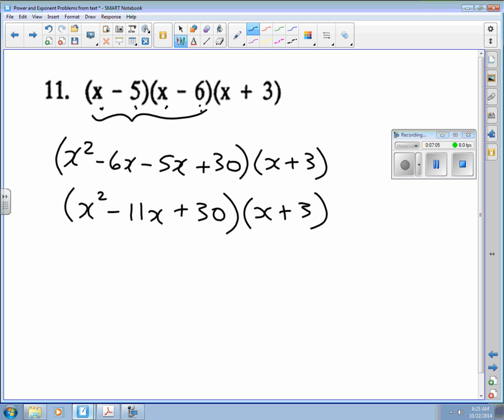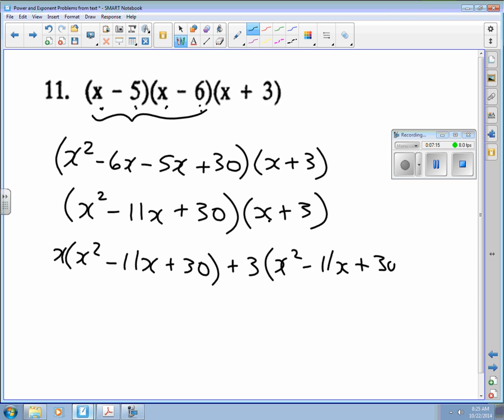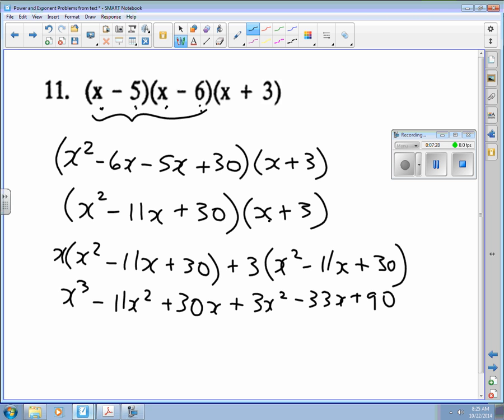I'll think of this as x times the bracket. And then plus 3 times the entire bracket. So put all that together and I get x cubed minus 11x squared plus 30x plus 3x squared minus 33x plus 90. Now last step is collecting like terms.